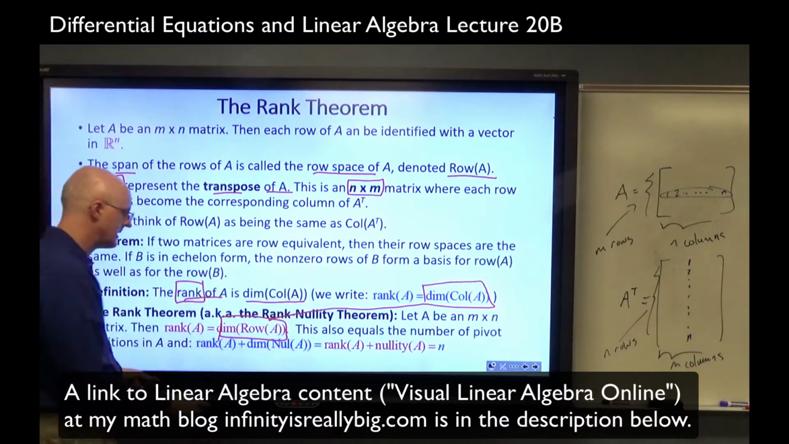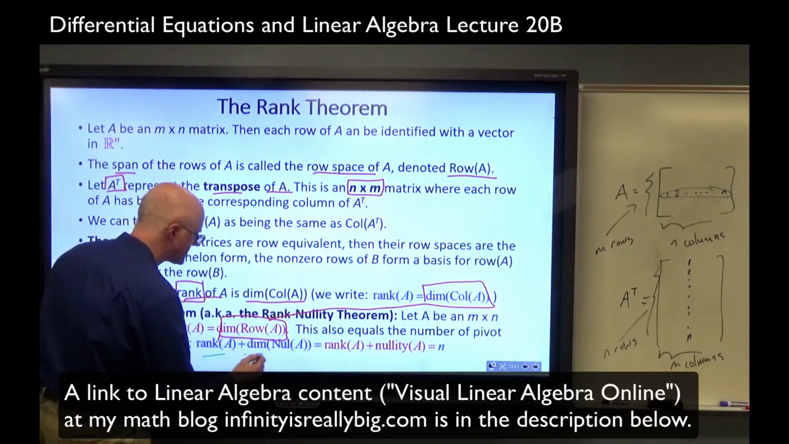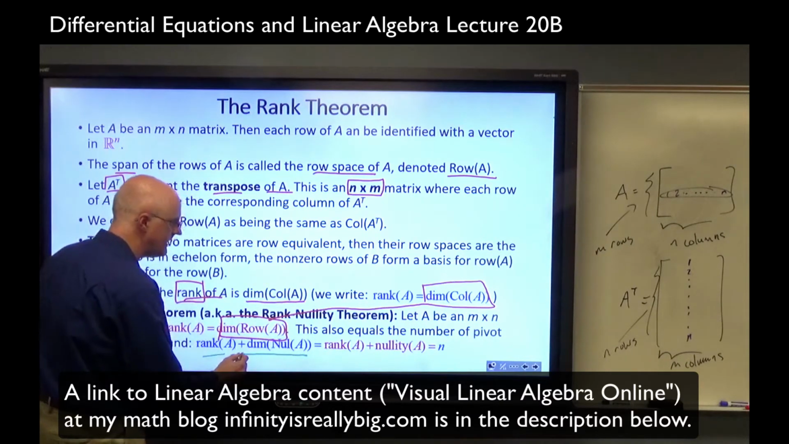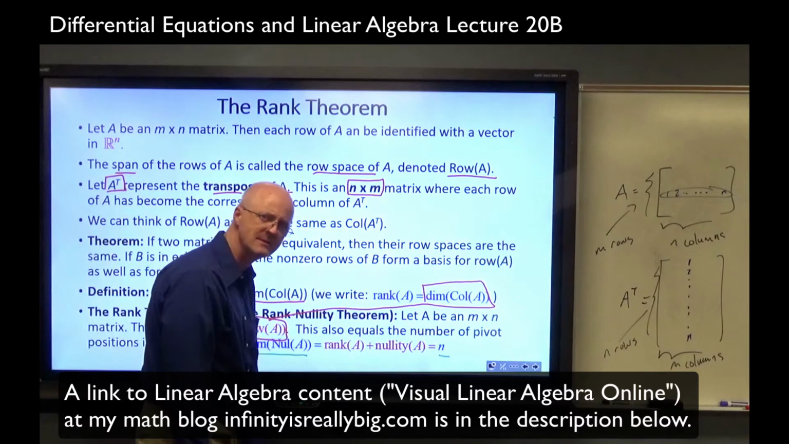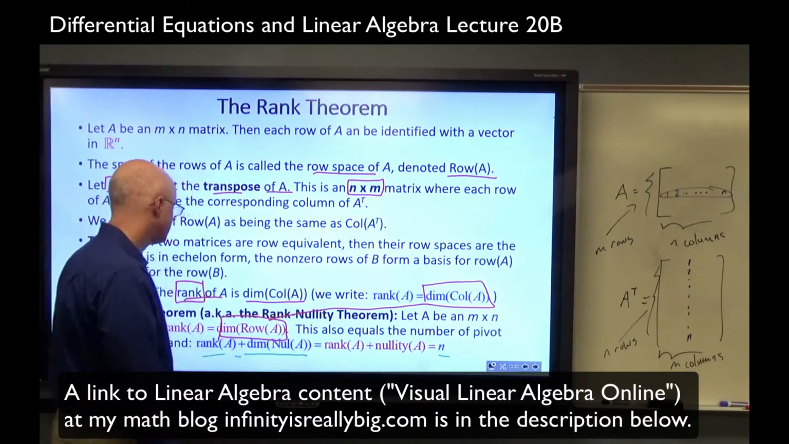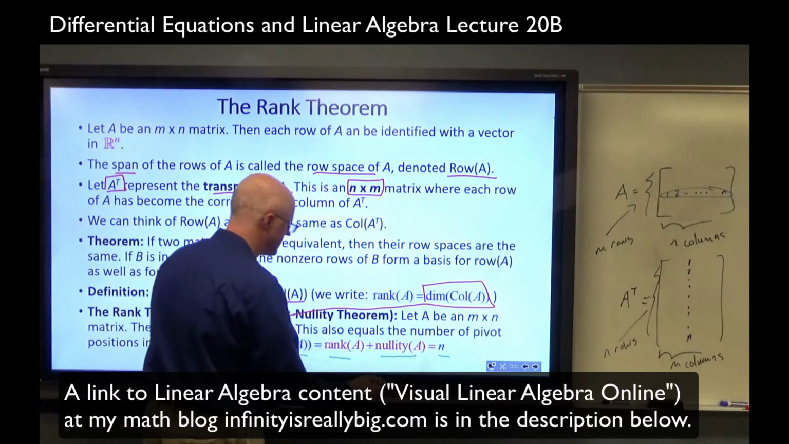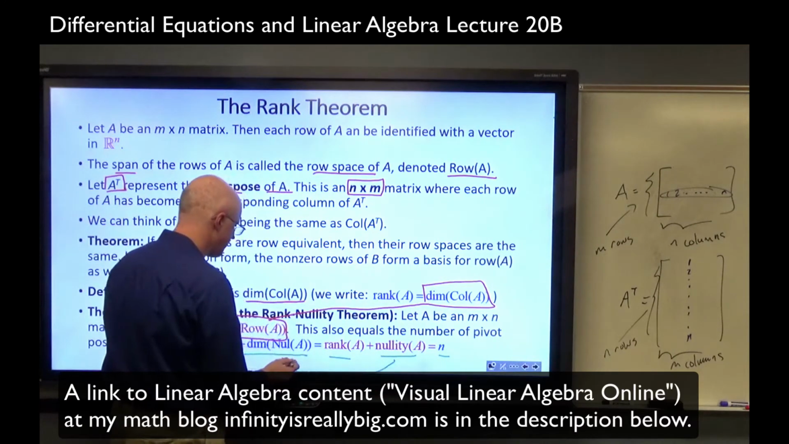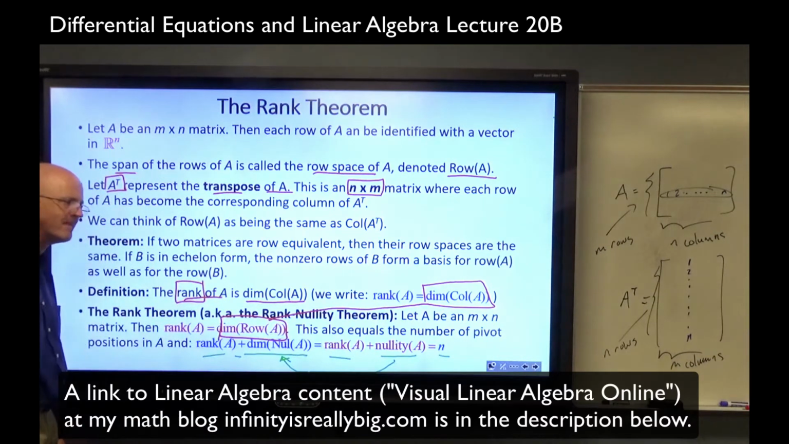And for a final conclusion, the rank of A plus the dimension of the null space of A equals n, the number of columns of the original matrix. This is also written as rank of A plus nullity of A equals n. The nullity of A is the same by definition as the dimension of the null space of A. Okay?